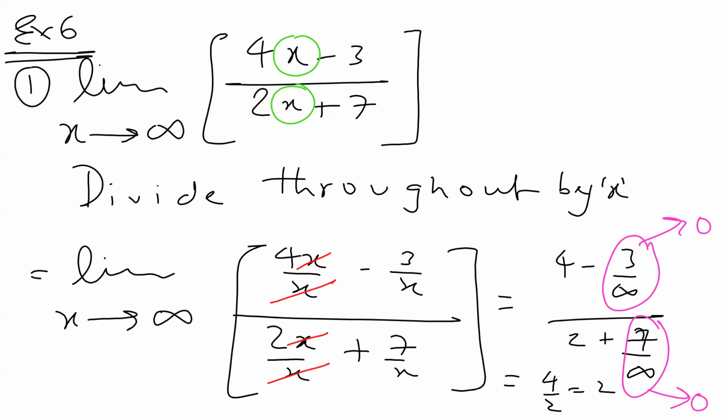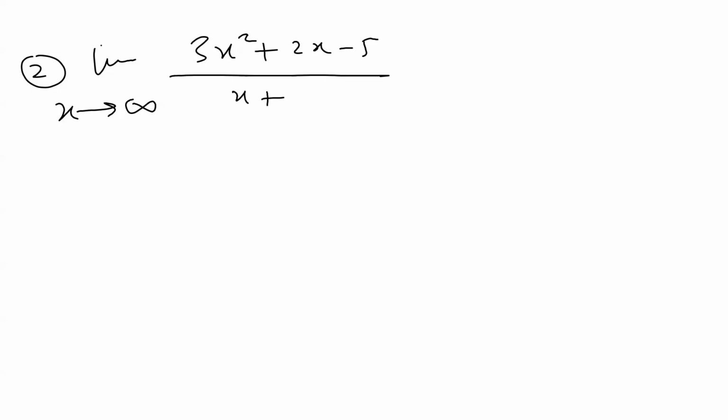Great. Next problem. Question number 2. Limit x approaching towards infinity, 3x square plus 2x minus 5 and x square plus 5x plus 1.